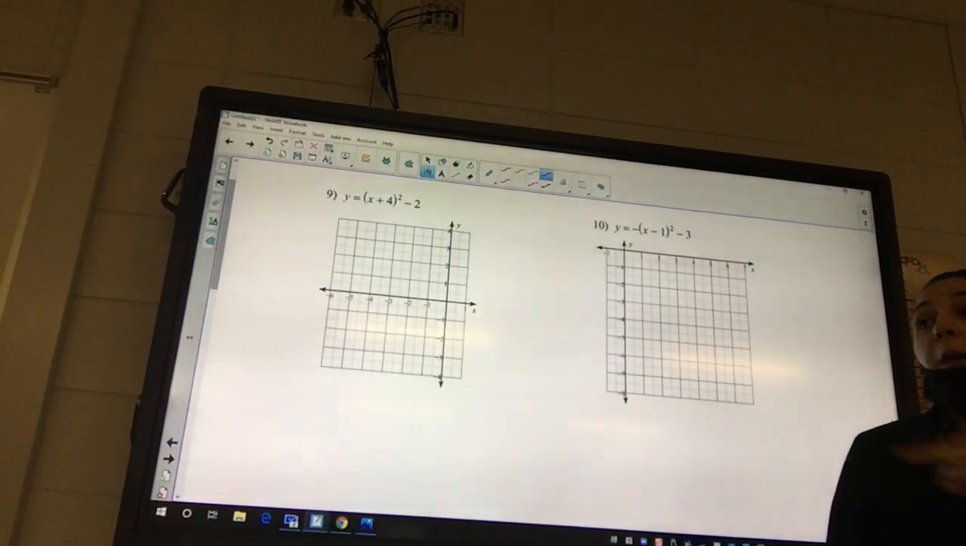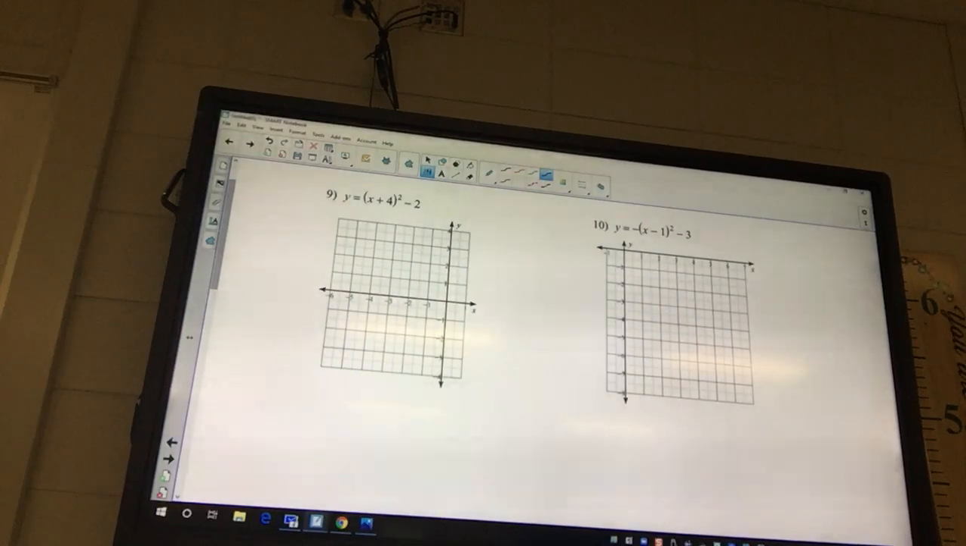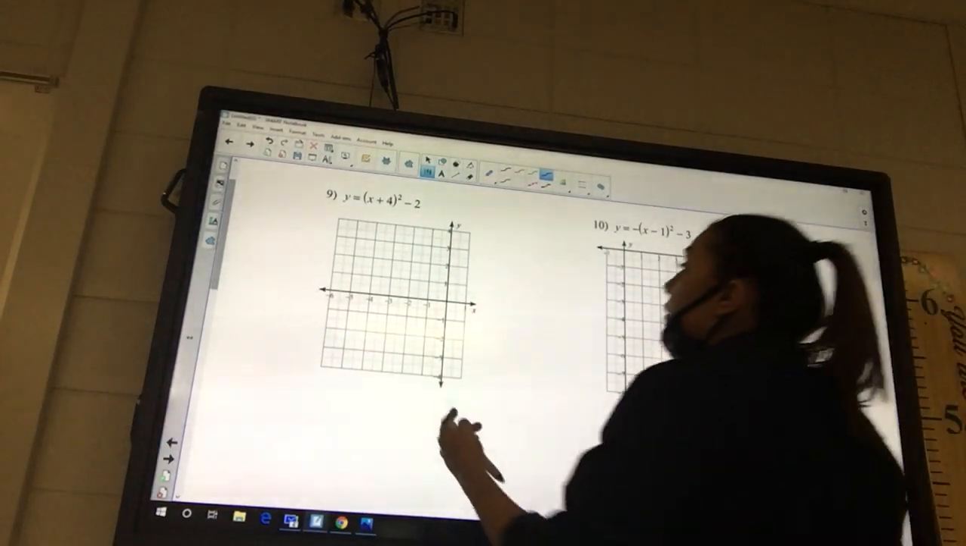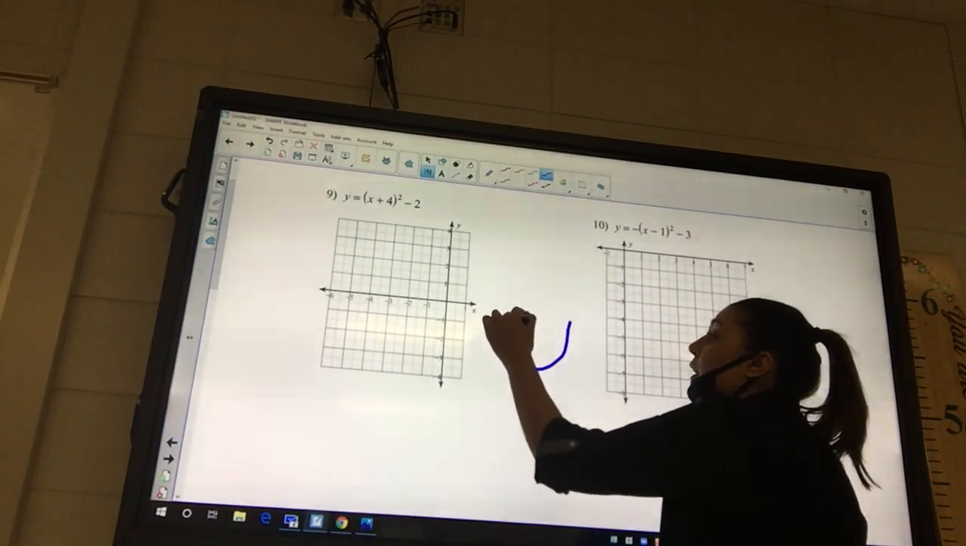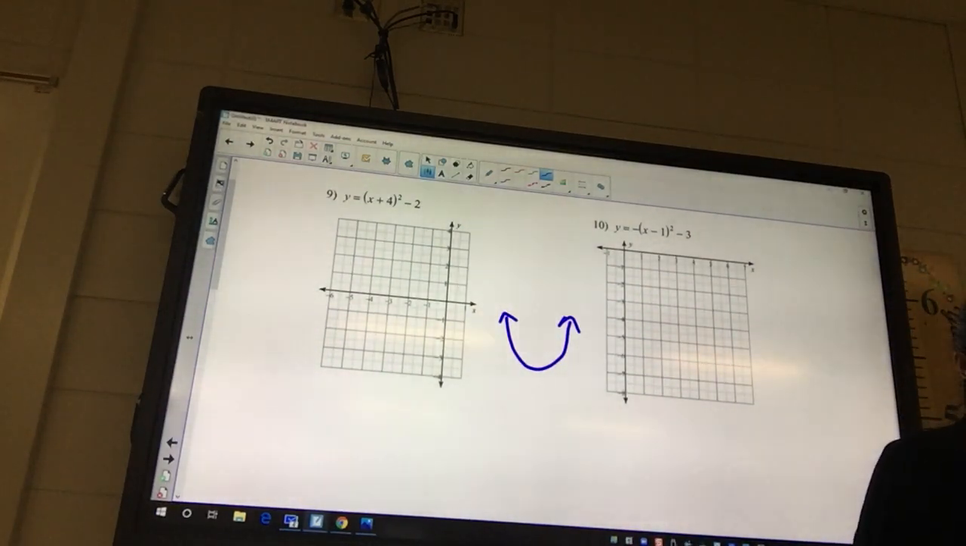Does this have a min or a max? Does it open upwards or does it open downwards? Is there a negative out front or is it nothing? There's nothing there. So that means that my graph is going to open like this. So is that going to have a minimum or a maximum? Maximum.